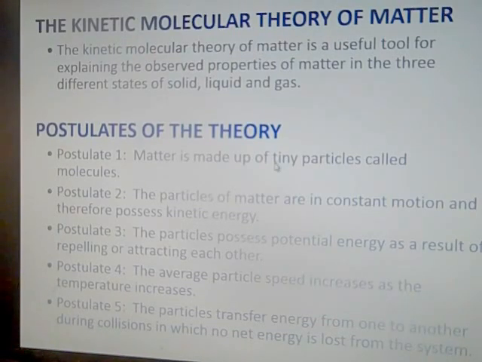Postulate 3, the molecules possess potential energy as a result of those molecules repelling or attracting each other. Actually, in the gas phase, this is fairly small. So at least this part of the equation is what simplifies the equations for the gas phase. The equations of state for gases are much simpler than those for liquids and solids.